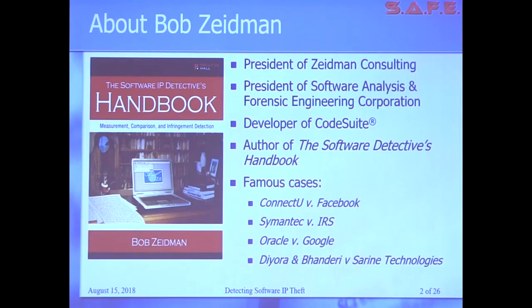I'm Bob Zeidman, and I'm the president of Zeidman Consulting. We do consulting on intellectual property cases, engineering expert witness work. So we work with the lawyers to figure out who infringed whose patent or copyright or trade secrets. I'm also the president of Software Analysis and Forensic Engineering, also known as SAFE Corporation, and I essentially developed tools for comparing software to find copying, and that's mostly what I'm going to talk about today.